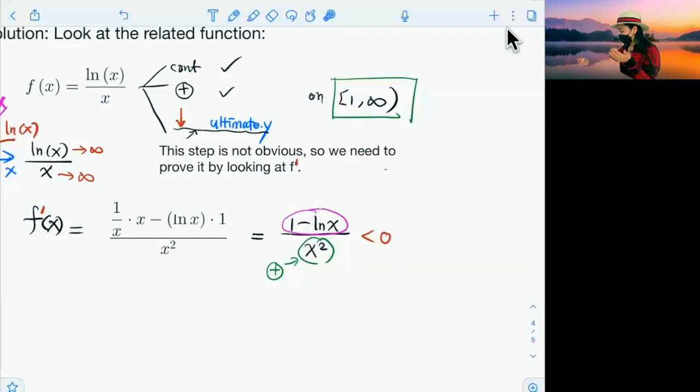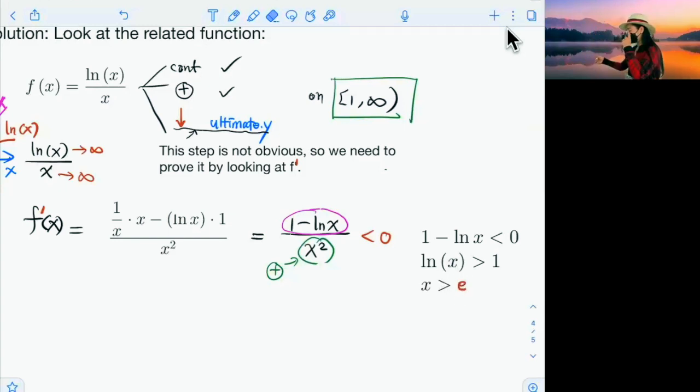When will 1 minus ln of x be less than 0? Can you solve for x? Okay, let's do it step by step. What's the next step? Let's isolate the ln of x. ln of x is what? Greater than 1. Okay. Then x is greater than e. Okay, yeah, you got it.